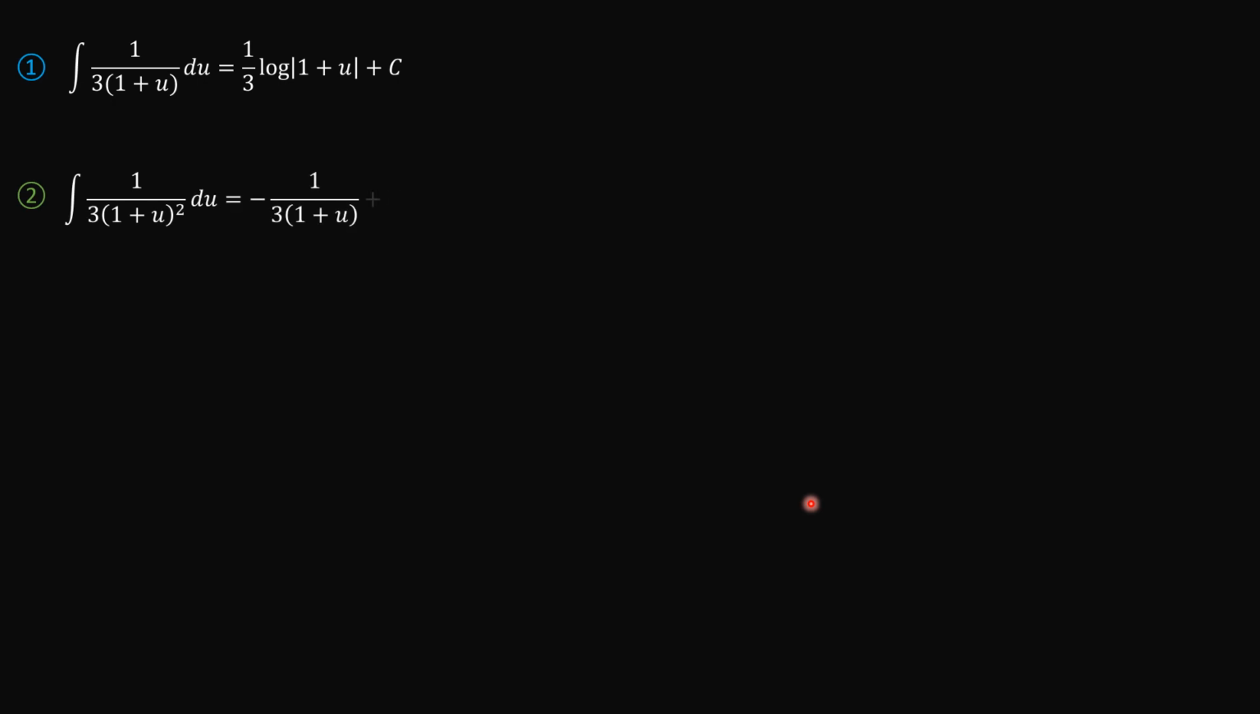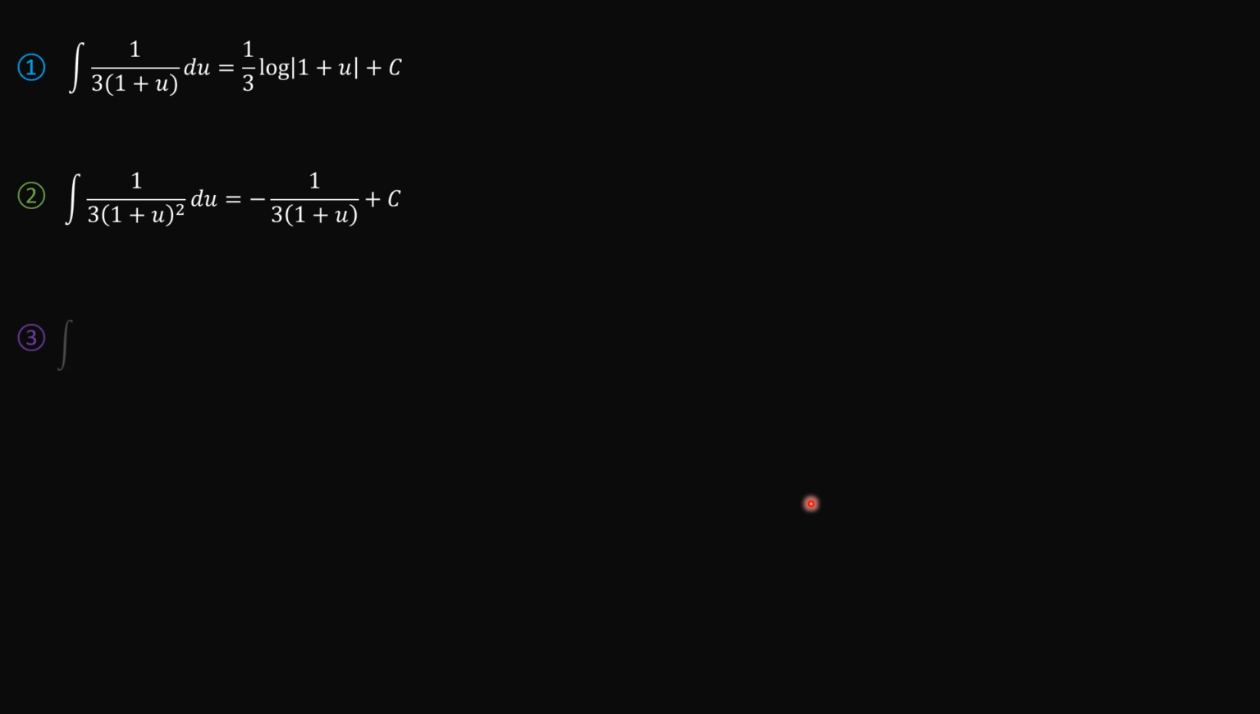So, for the first integral here, that's very simple. That's the same as a third of the natural logarithm, absolute value of 1 plus u, plus a constant. The second integral is also simple because of the power of u: we just say that would be negative 1 over 3, 1 plus u, plus a constant.